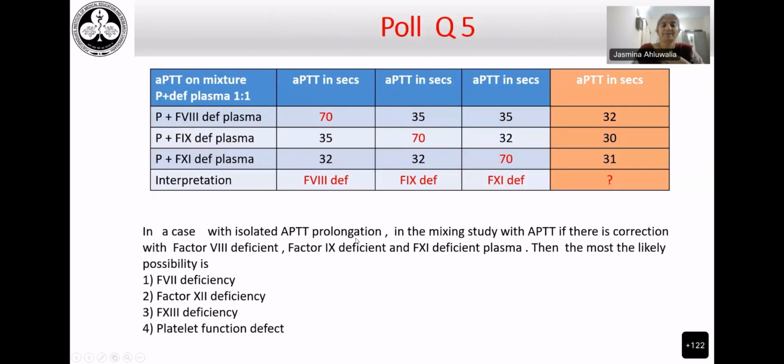In a case with an isolated APTT prolongation, in the mixing study with APTT, if there is correction with factor 8, factor 9, and factor 11 deficient plasma, then what is the most likely possibility? Is it a factor 7 deficiency? That means totally unrelated to the APTT. Is it a factor 12 deficiency? Is it a factor 13 deficiency? Or is it something totally unrelated, a platelet function defect? Please poll.